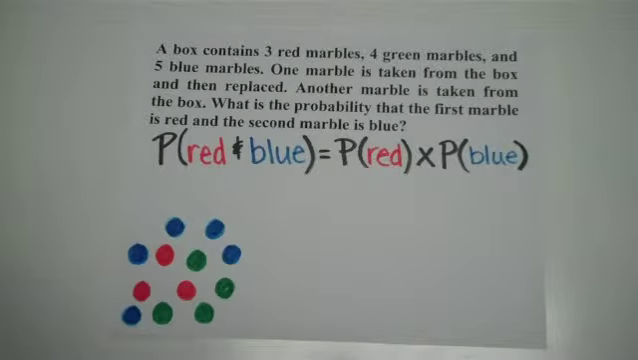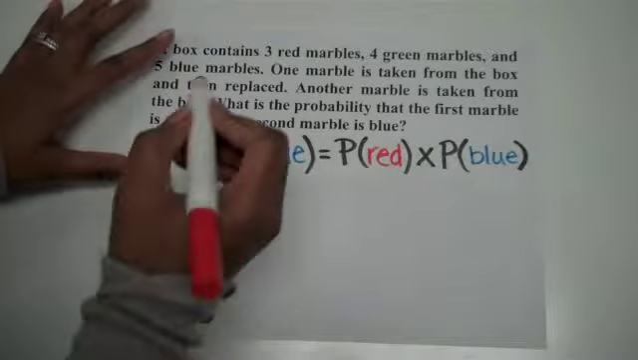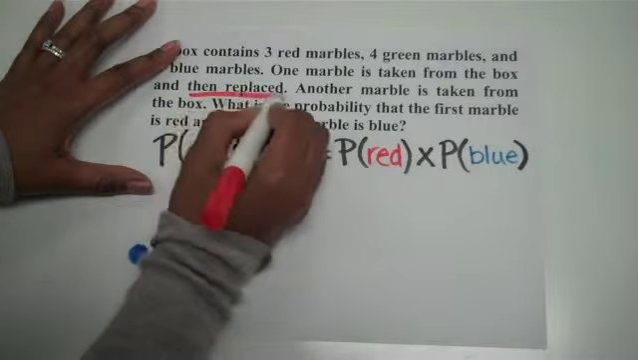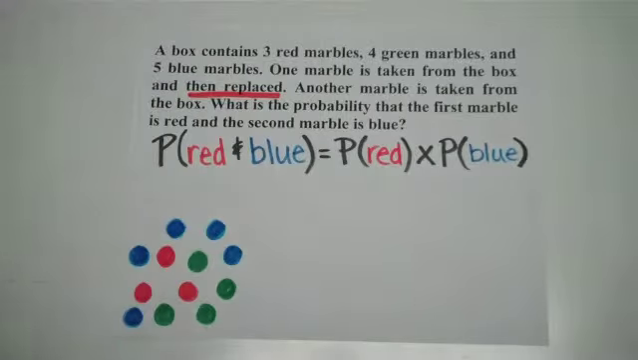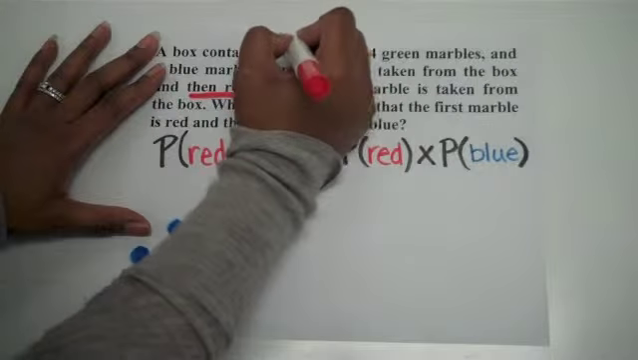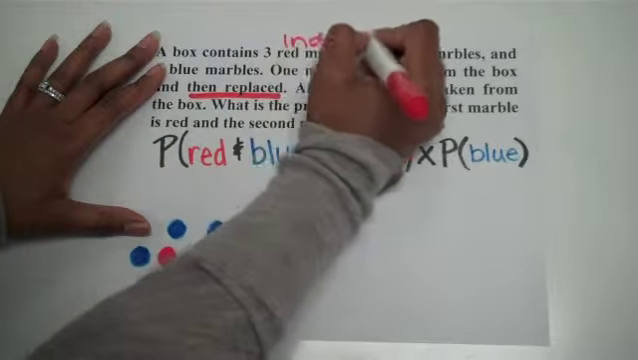Well, one of the key things that we need to look at here, it says one marble is taken from the box and then replaced. So if I take a marble from the box and I put it back in, does it affect what happens when I go ahead and take my second marble out? No, it doesn't. So a note to yourself is that these are two independent events.